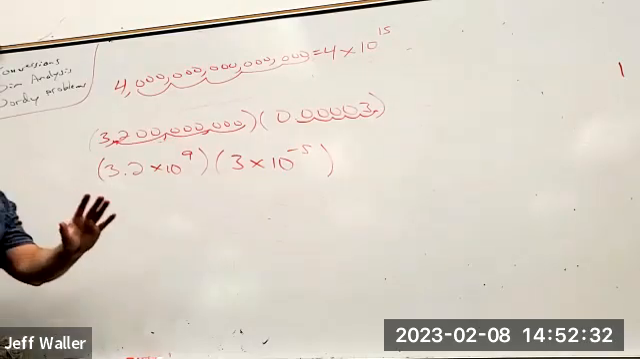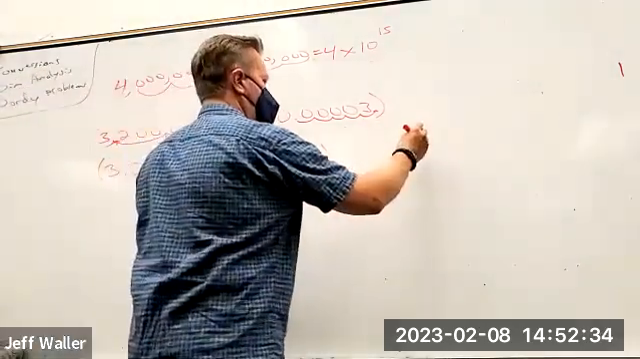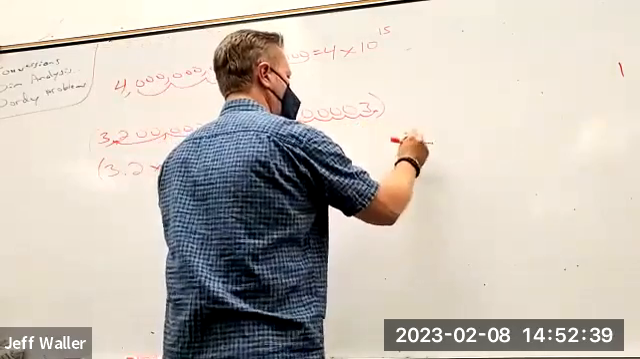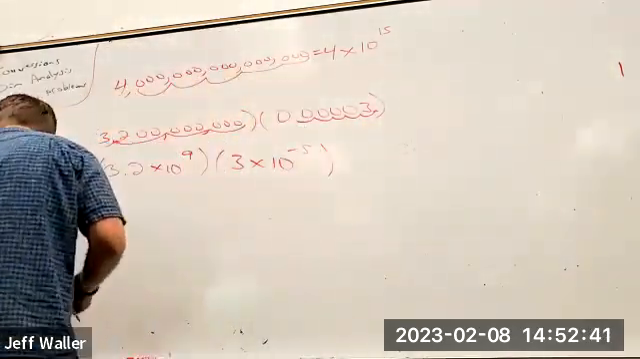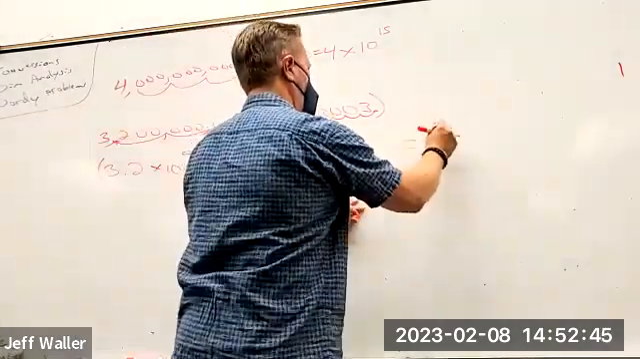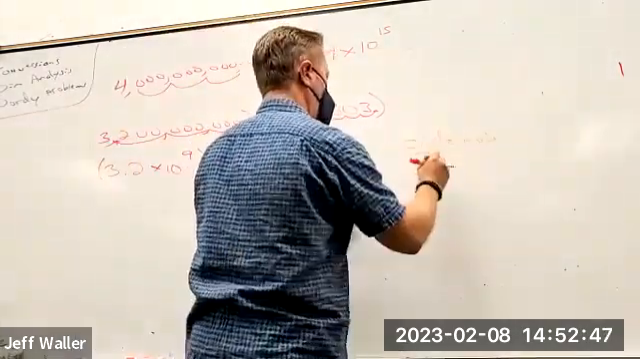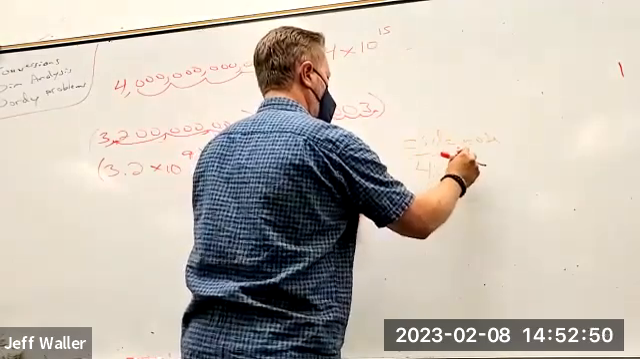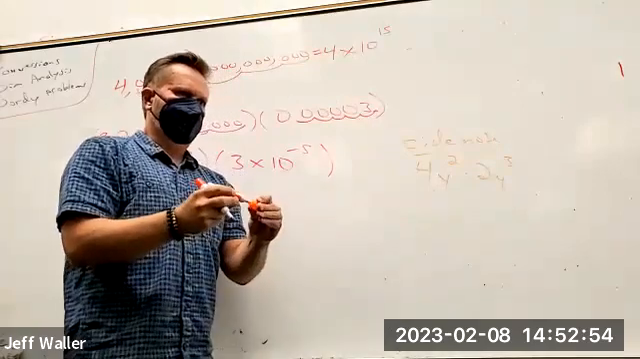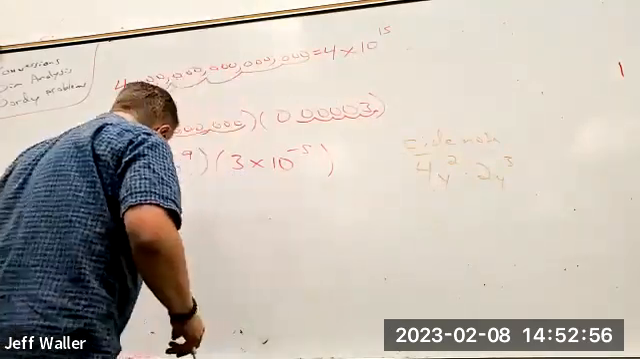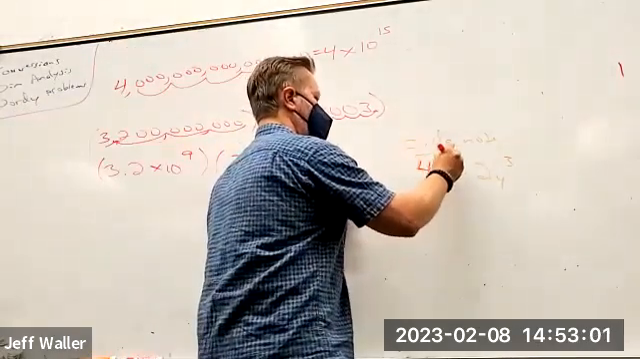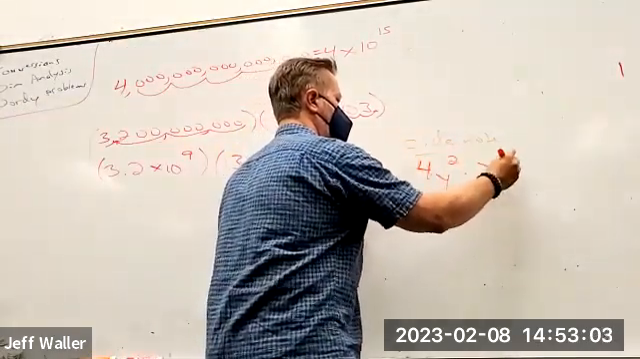Now, a little side note. Side note. What is 4y squared times 2y cubed, for example? You probably can't see that online, can you? I got one marker that works. 4y squared times 2y cubed. How do you do that?